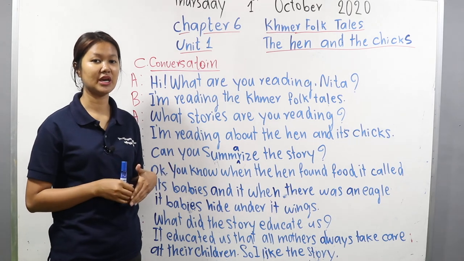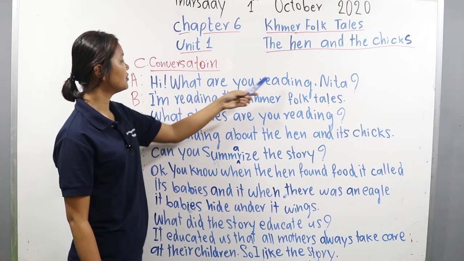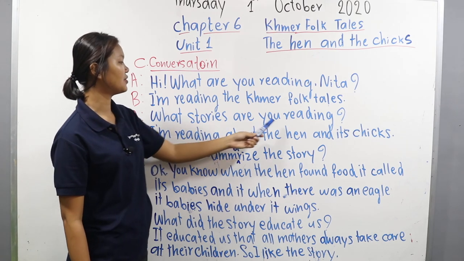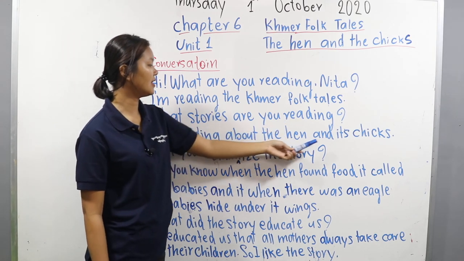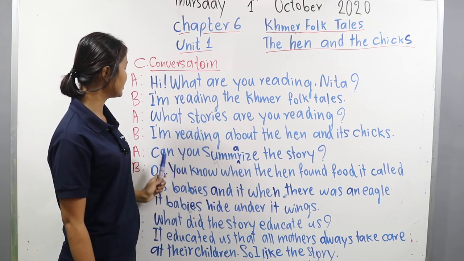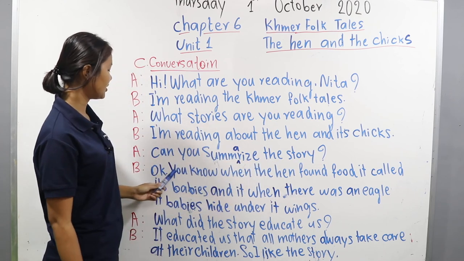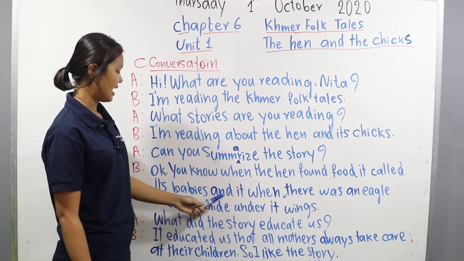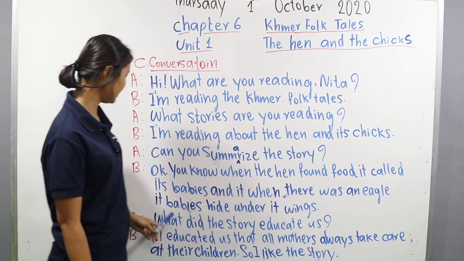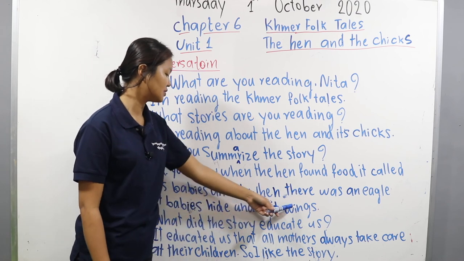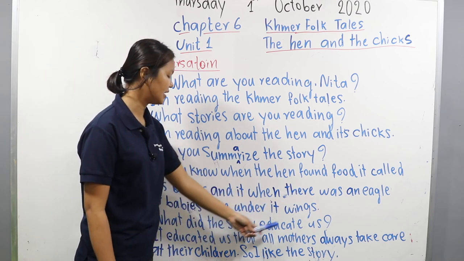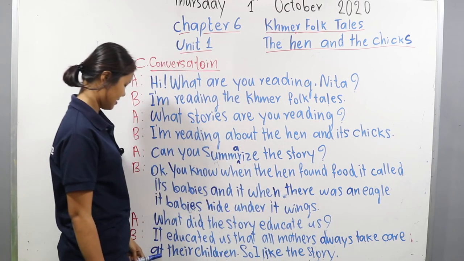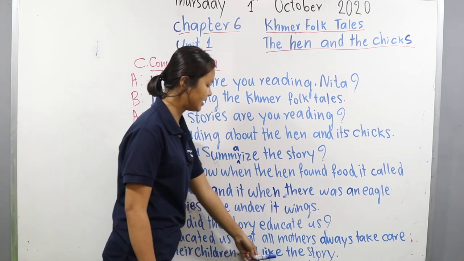But this time we're going to read together. Hi, what are you reading, Nita? I'm reading the Khmer folk tales. What stories are you reading? I'm reading about the hen and its chicks. And can you summarize the story? Okay, you know when the hen found food, it called its babies. And when there was an eagle, its babies hide under its wings. What did the story educate us? It educated us that all mothers always take care of their children. So I like the story.